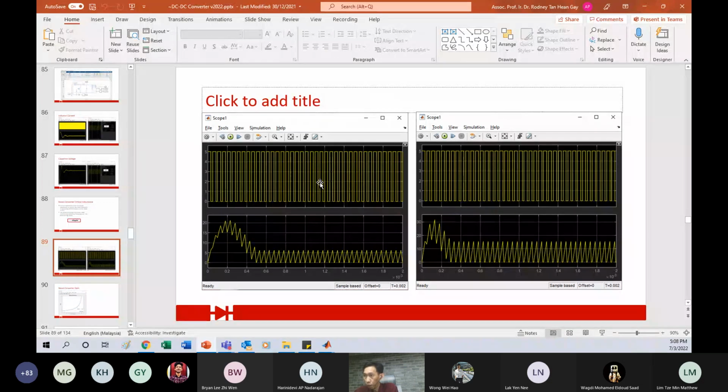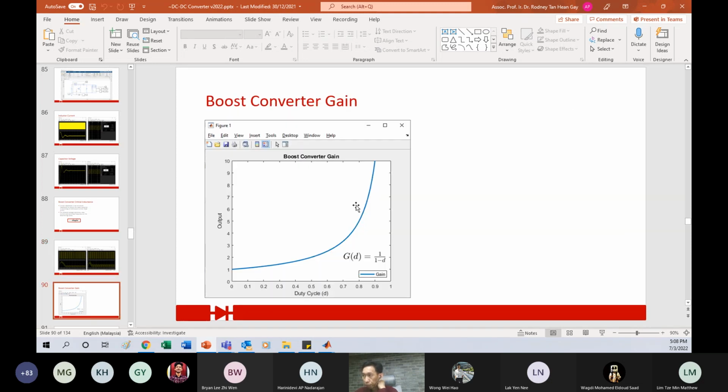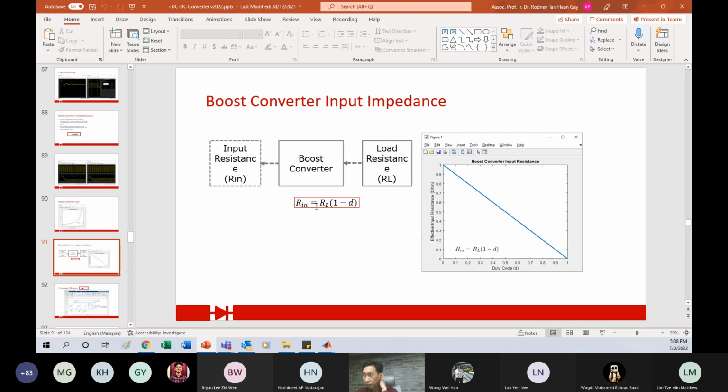Obviously, for low power supplies, usually they have a very high switching frequency, because when your power is low, the switching loss is also low. That is what is happening in many commercial power supplies. Of course, we also study the gain. We always look at the gain, the critical inductance, and the input resistance of these converters.